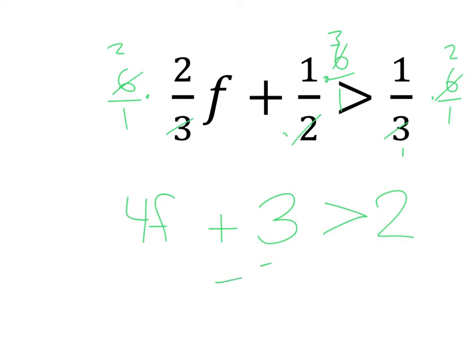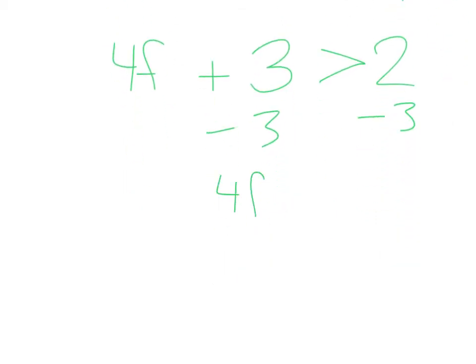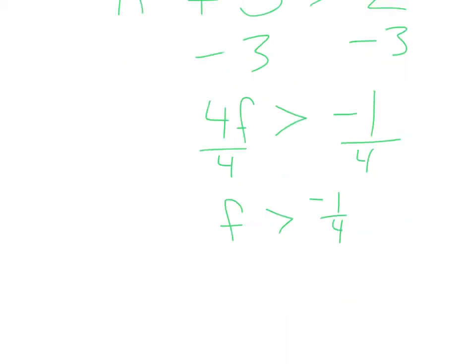So we need to start by subtracting 3 from both sides. I get 4f is greater than negative 1. Divide both sides by 4. A lot of people pull their calculator out. You don't need to. If it's negative 1 divided by 4, just leave it as a fraction. So f, I divided by a positive, so I don't have to flip the inequality sign, is greater than negative 1/4.